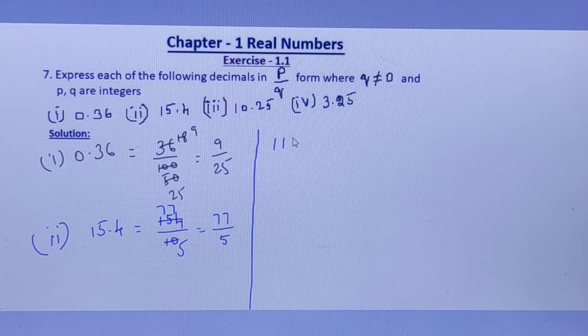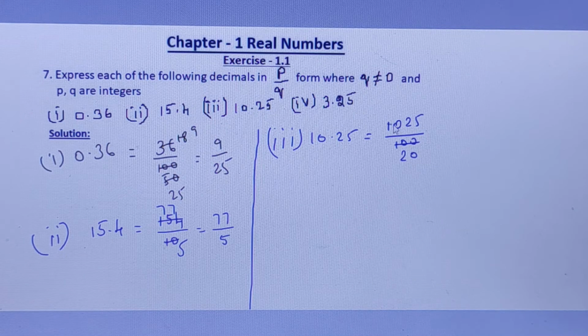Third one, 10.25. So this can be written as 1025 divided by 100. So it will go in which table? In 5 table, and this also will go in 5 table. Again we can reduce it using 5 table. 5 4s are 20, this is 5 41s are 205. So this is 41 by 4.